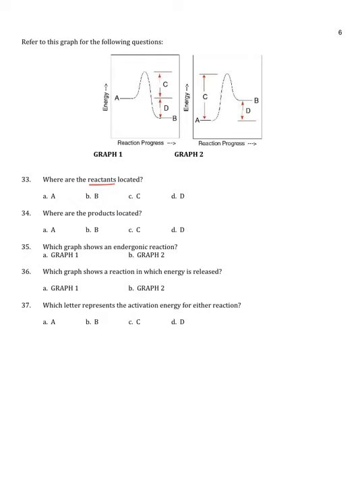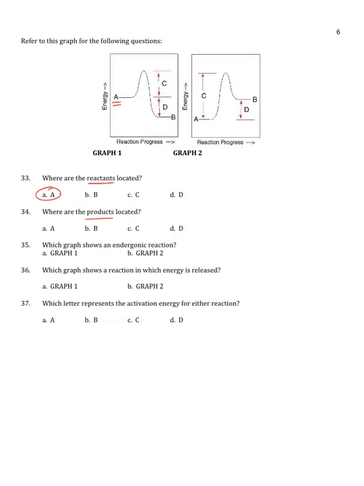For question number 33, we're looking for the reactants in a chemical reaction. Remember, the reactants are always on the left side of the arrow or at the start of the chemical reaction. So in this case, the reactants are letter A. The products are what you have at the end of the reaction. Usually they're on the right side of a reaction arrow. And in this diagram, the products are located at letter B.